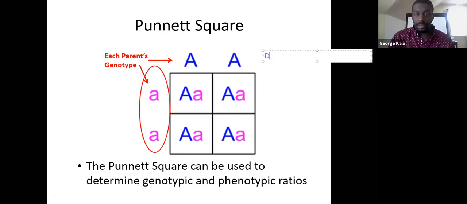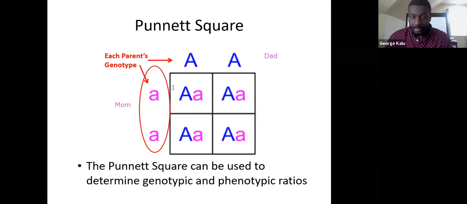So, dad over here. And then over here, you would find the genotype for mom, and I'll do this in a different color as well. So here you have dad's genotype, and here you have mom's genotype. Those are the genotypes.